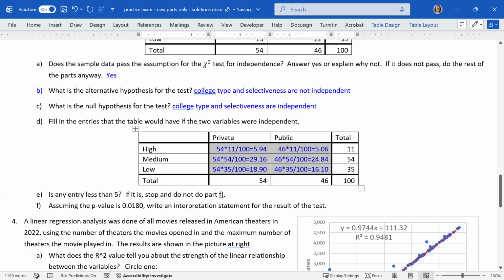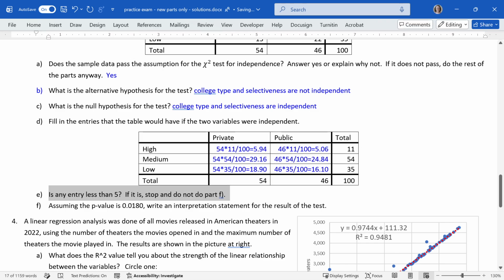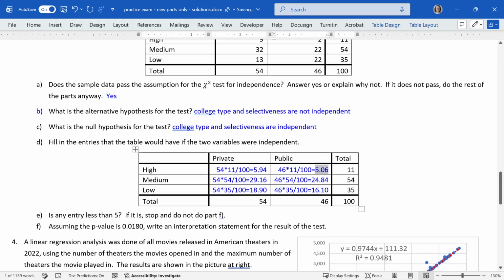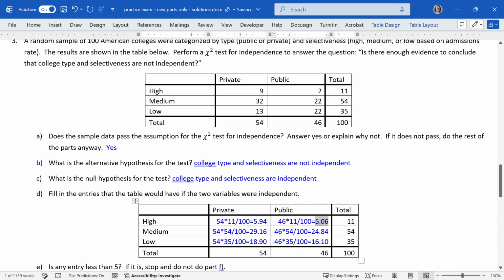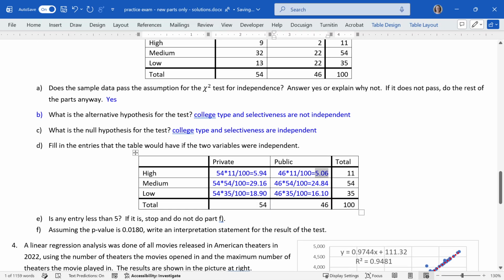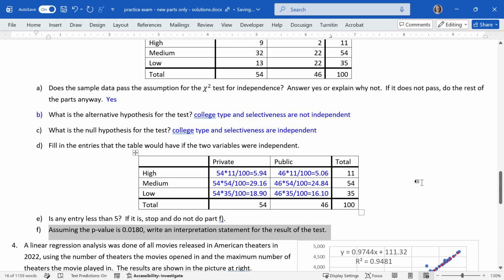So is any entry less than 5? No, although this one is so close that I'm wondering if I actually fudged the numbers to make it come out above 5. I don't remember. That sounds like something I might have done. All right, assuming the p-value is 0.0180, write an interpretation statement.